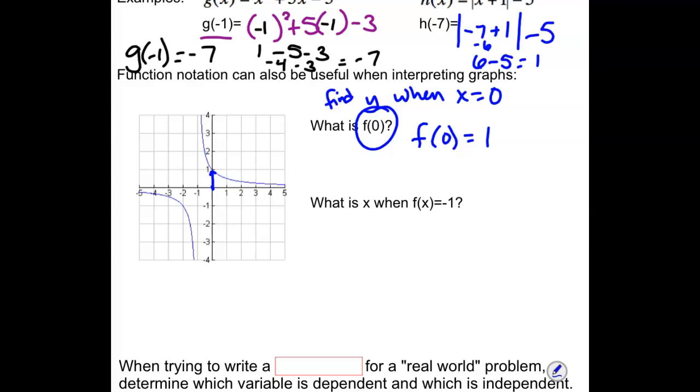The second question says, what is x if f of x, or y, is equal to -1? So we want our function to have a value of -1, and we're looking for the x value when that happens. So now we are looking here for y being -1, and we go across and say, okay, where is that x value? And that x value is at -2. So we would say x equals -2, or f of -2 gave us the -1. The value of our function at -2 gave us an answer of -1.